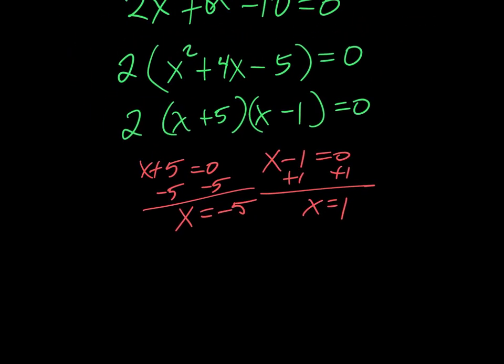Yes? Would it still work if you did negative 5 and positive 1? I think I just said that. Negative 5 and positive 1. Oh, the factors. Okay, I think the question now is, could I have made this x minus 5 and this x plus 1? No, that would not work.